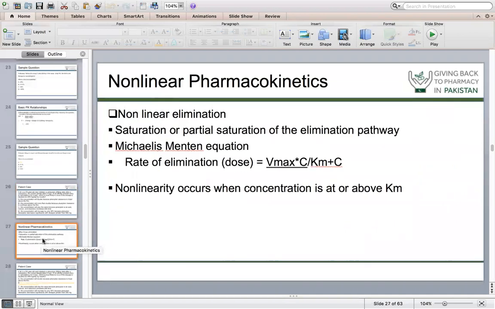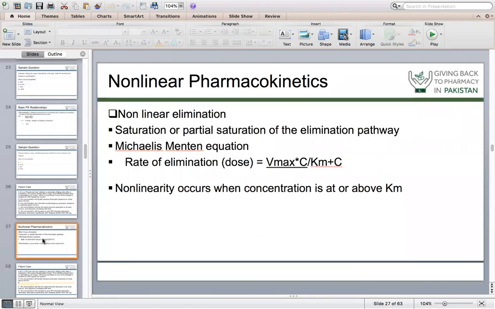Let's first discuss nonlinear pharmacokinetics. Usually all drugs which we encounter in our clinical practice follow linear kinetics. What is meant by linear kinetics or linear elimination? That they follow first order elimination, which means their elimination pathway is not saturable at the doses we encounter in our clinical practice, all right?